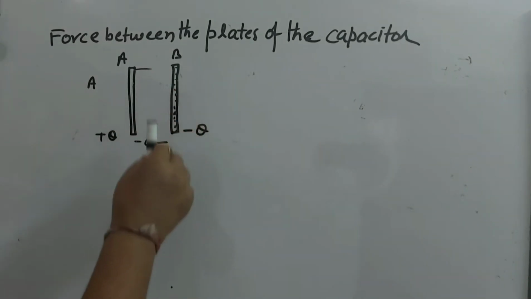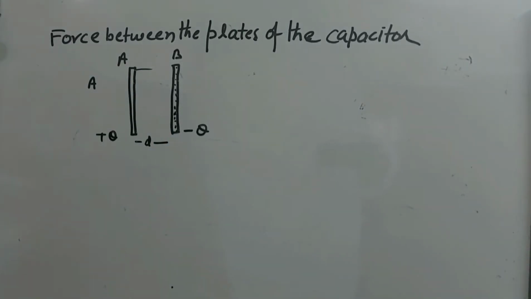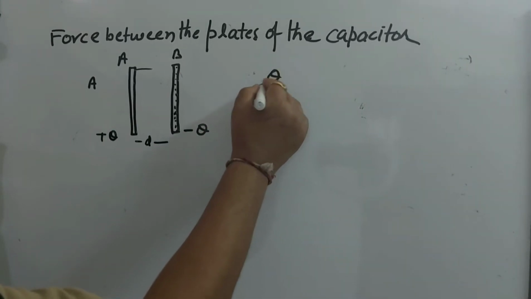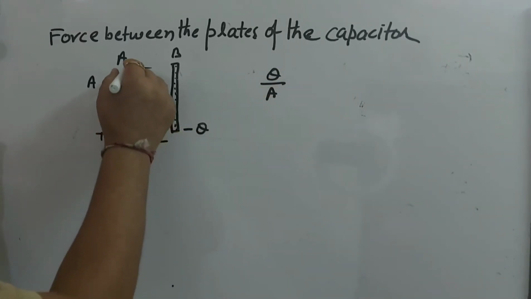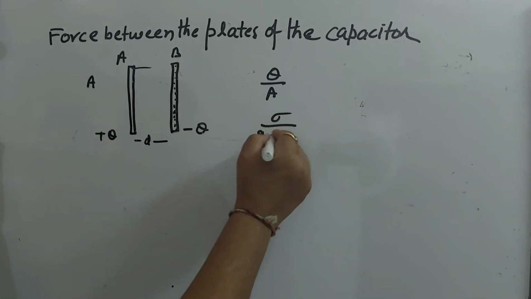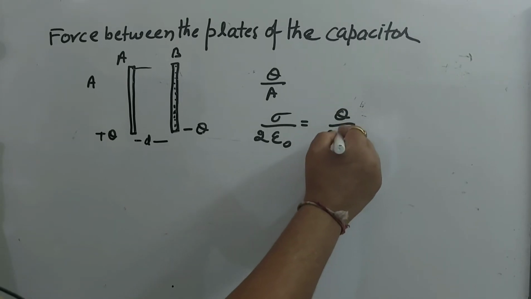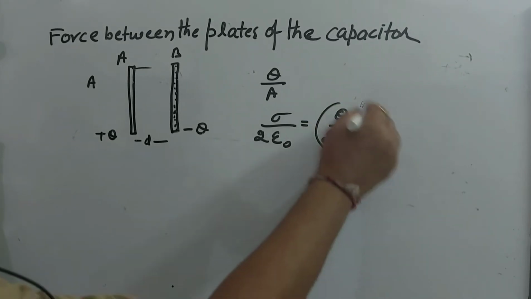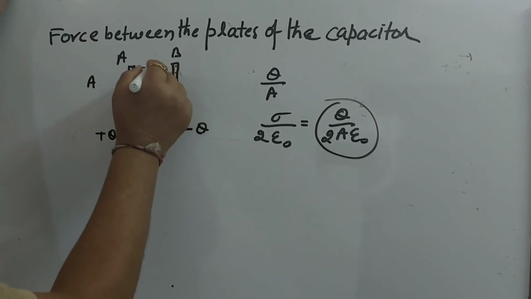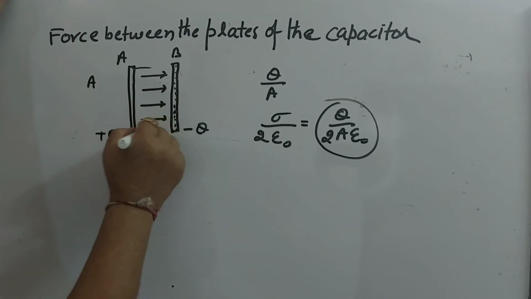second plate, B plate, is lying in the field created by this A plate, and since the charge on this plate is Q and charge density will be equal to Q by A, so field because of this plate at this site will be equal to sigma by 2 epsilon naught, and putting the value of sigma we get this is Q by 2A epsilon naught. So this is the field, and direction of field because of this will be along this line.